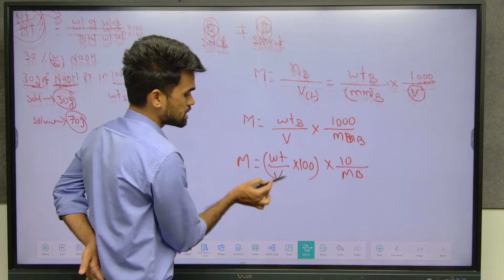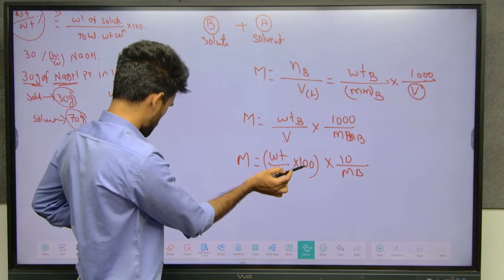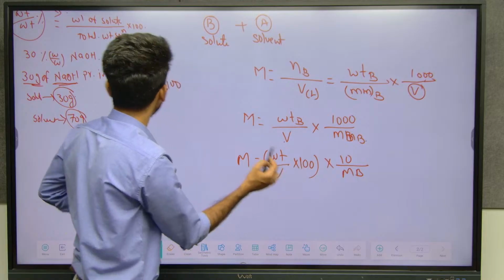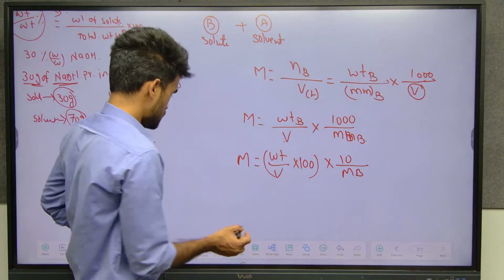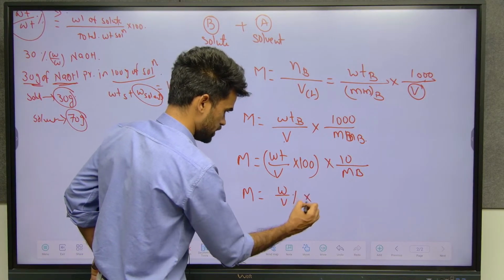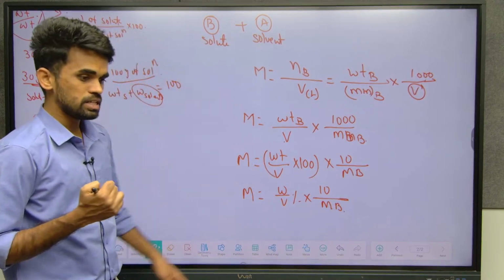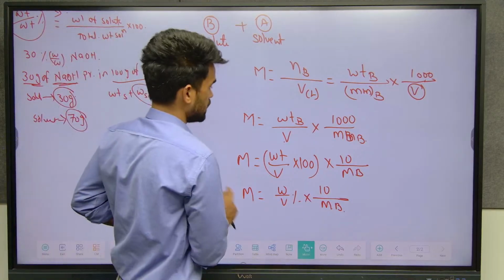So now what is this weight by volume percentage? See, weight by weight percentage, here weight by volume percentage. So I can simply write molarity equals weight by volume percentage into 10 by molar mass of B. These formulas you have written once, check, is that there? Yeah.